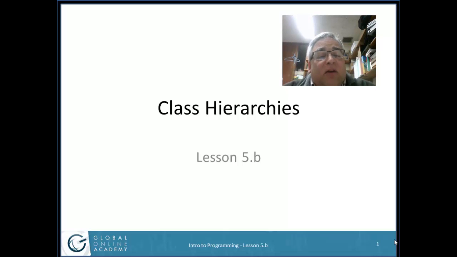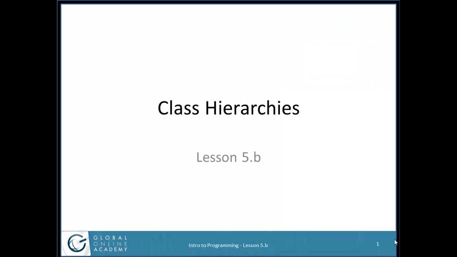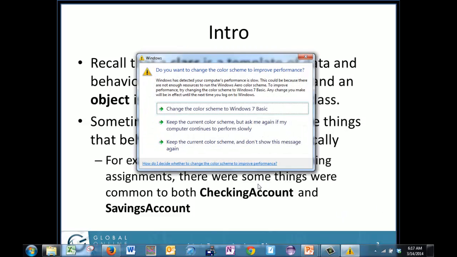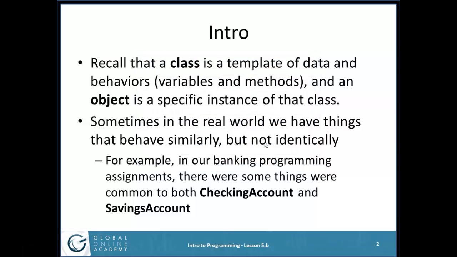So we're going to take care of the case where one class is a subclass of another. We call this topic class hierarchies. So let's recall that a class is a template of data and behaviors, or variables and methods. Variables are our data, methods are our behaviors, and an object is a specific instance of that class. We can have a class called checking account and create several objects that are of type checking account.